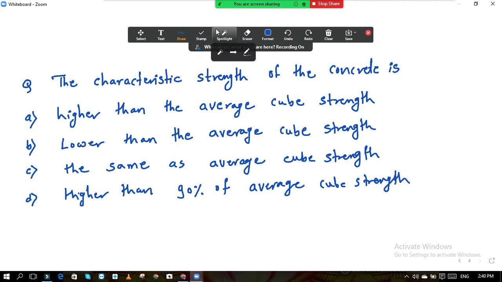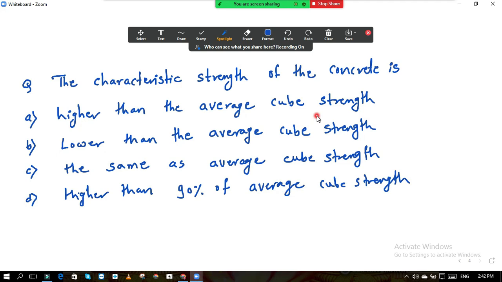A very simple question. So the characteristic strength of the concrete, what will it be? It is higher than the average cube strength. Cube strength is what you get when you cast the cube and break it on the CTM. So the characteristic strength is higher than the average cube strength. Lower than the average cube strength, same as the average cube strength, and higher than 90% of average cube strength. So let me know the answer of this question.